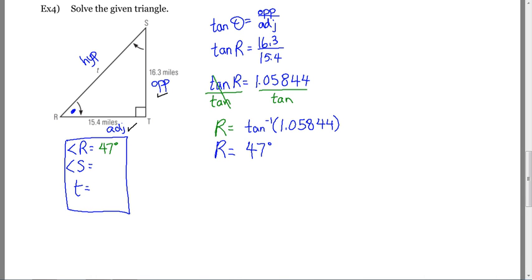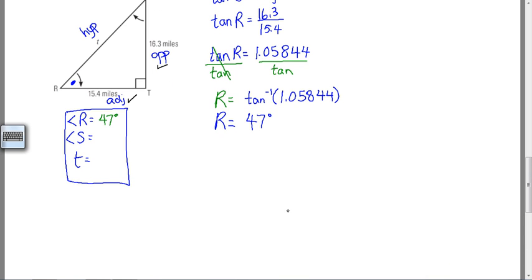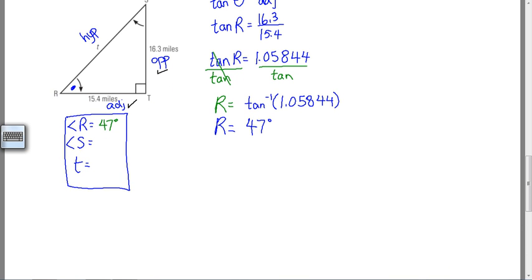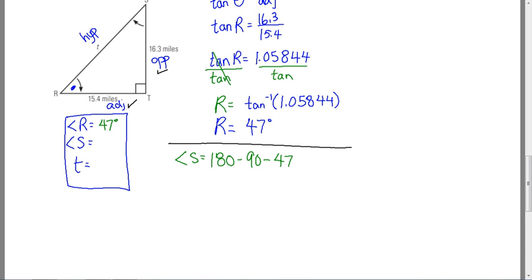Now that I found one angle, and I already have my 90 degree angle, I can find that third angle by using my concept from before that a triangle adds up to 180. So, angle S will equal 180 minus 90 degrees minus the 47. Angle S will equal 43 degrees. Okay, now I've got to find T.